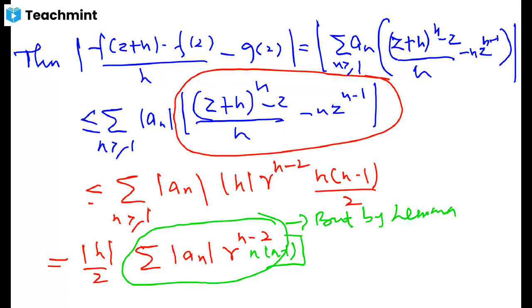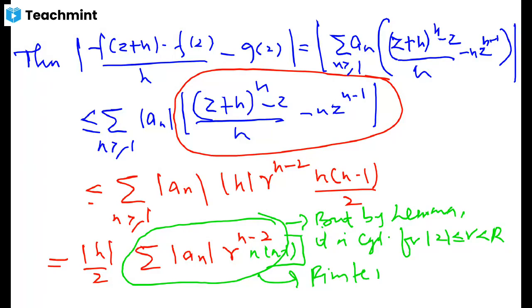But by the lemma, this differentiated series is convergent for mod z less than or equal to r. Whenever mod z is less than r, there is convergence. So this is a convergent series. If this is a convergent series, that implies that this is a finite number. And if it is a finite number, then you have this limit.